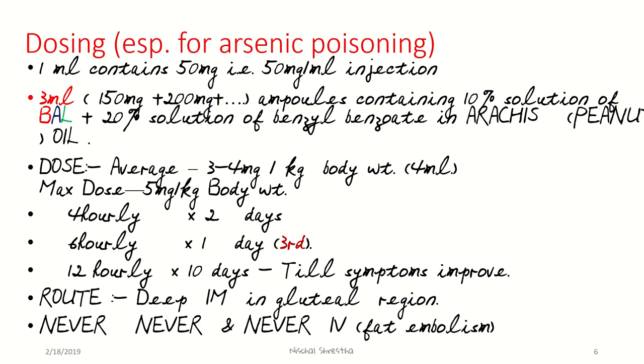Means for the first 2 days it is given 4 hourly, and on the third day it is given 6 hourly, and then onwards it is given 12 hourly for 10 days or till the symptom improves. So this way we can remember BAL has 3 liters, so its dose is 3 ml, and the ampule contains three compounds. One is BAL, second one is benzyl benzoate, and third one is oil.